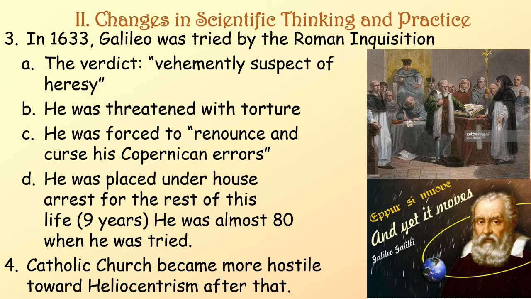In 1633, Galileo was tried by the Roman Inquisition, and the verdict was vehemently suspect of heresy. That was the verdict. He was threatened with torture. He was forced to renounce and curse his Copernican errors. He was placed under house arrest for the rest of his life. That was 9 years. He was almost 80 when he was tried. And the Catholic Church became more hostile toward heliocentrism after that.